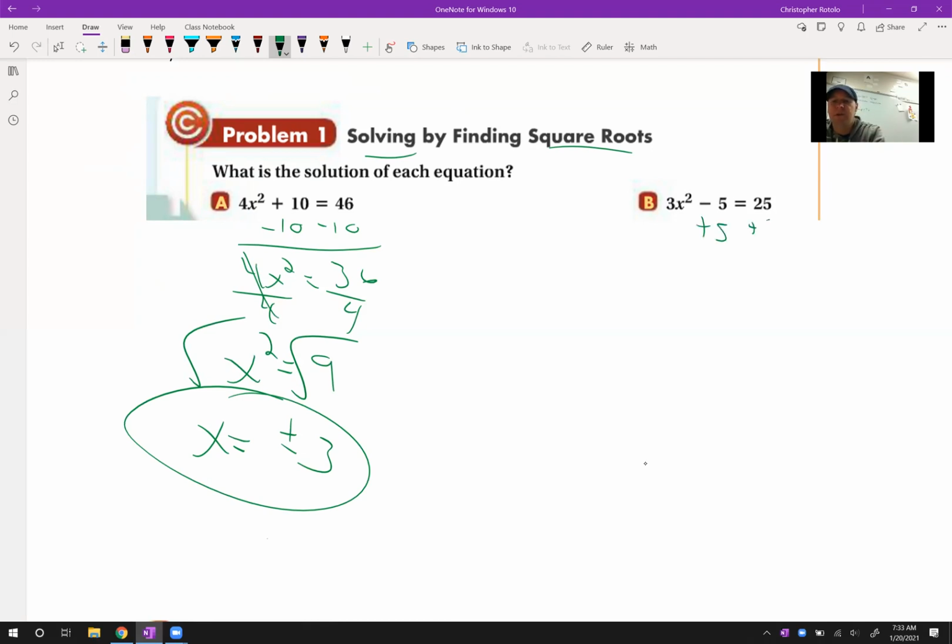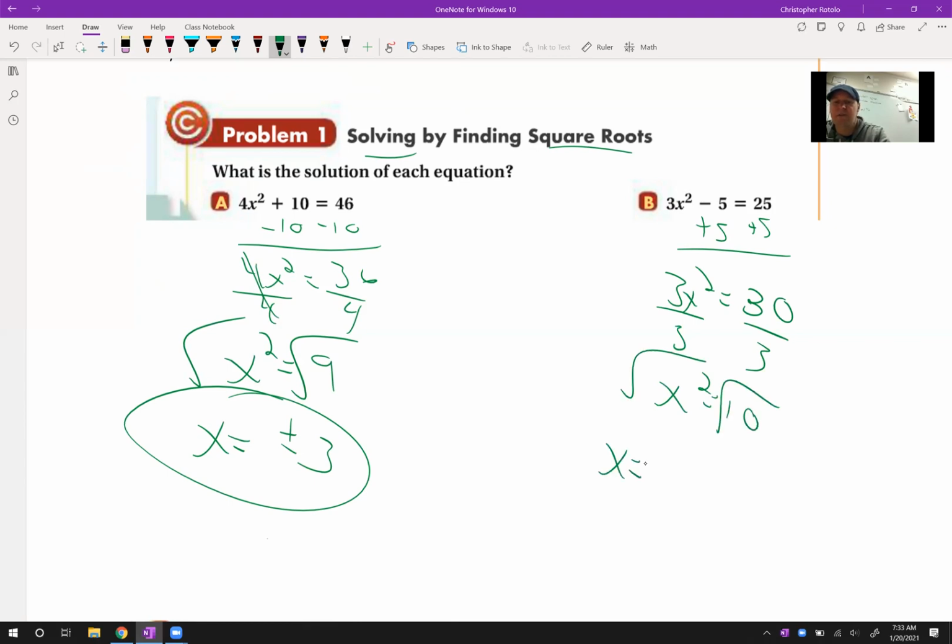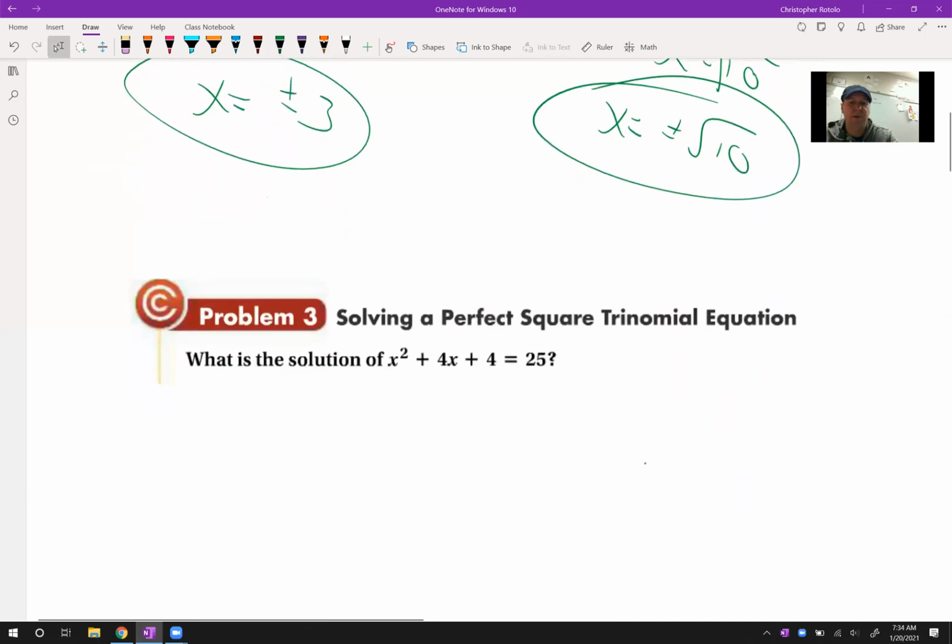Now, what I'm going to also do is add 5 over here. 3x squared equals 30. I almost wrote 10 already. Divide by 3 because I saw that was going to happen. Then we take the square root. You know, like x equals plus or minus the square root of 10, right? I could break it down into 2 and 5. That doesn't fix anything, so that's what we're going to leave. So we can get those radical answers. No decimals. No decimals, that's what we're going on today.